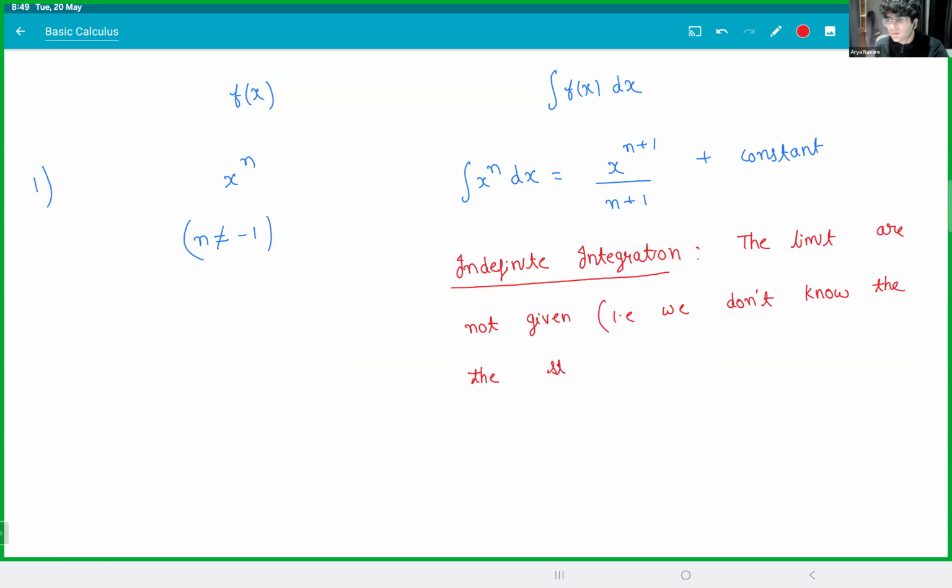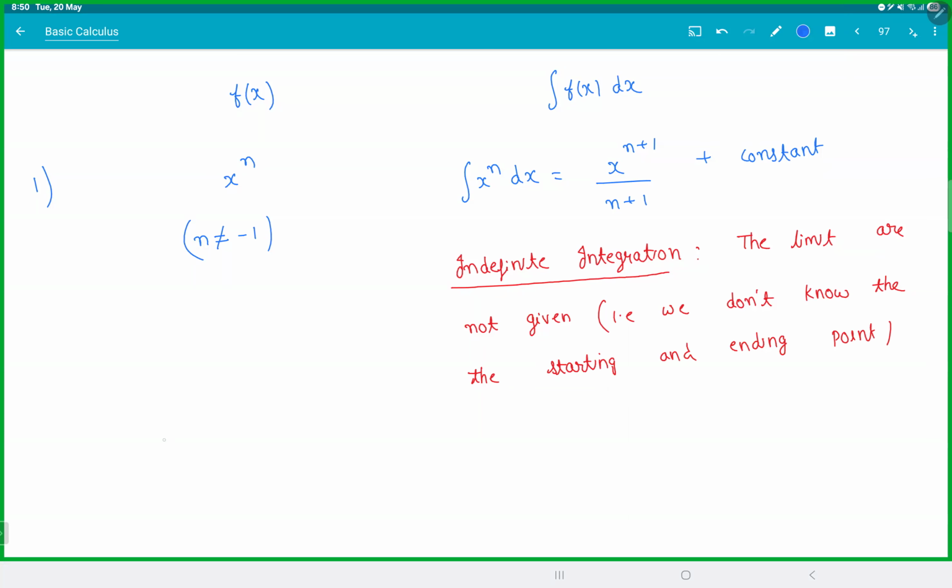Is that also why, if we differentiate, the constant goes away? And if we integrate, the constant comes. So if someone doesn't give you limits, you have to call it indefinite integration.